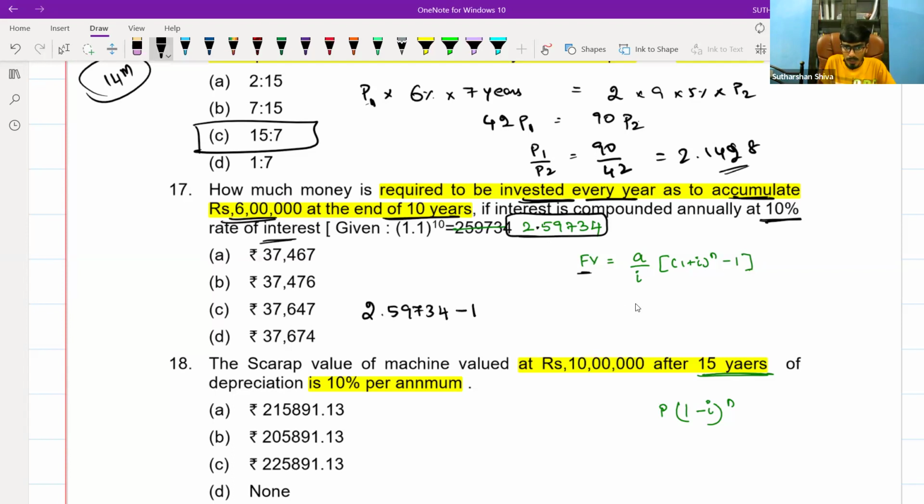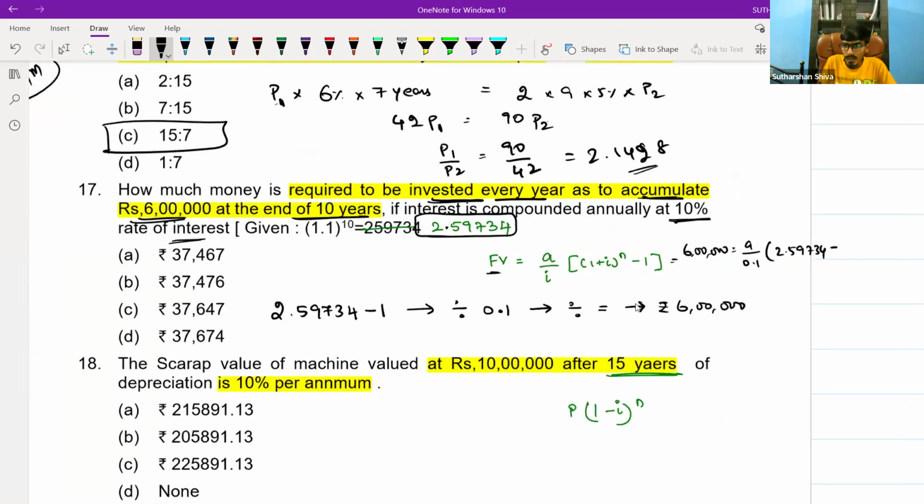2.59734 minus 1 divided by 0.1 divided by equal to, into rupees 6 lakh. How will I tell you? Very simple thing, same thing. A, I don't know. Here they have given 6 lakh. For that, 6 lakh is equal to A divided by 0.1 into the value given, 2.59734 minus 1. This is the formula. I am doing the same thing. First, I will do this, then I will divide it by this number.